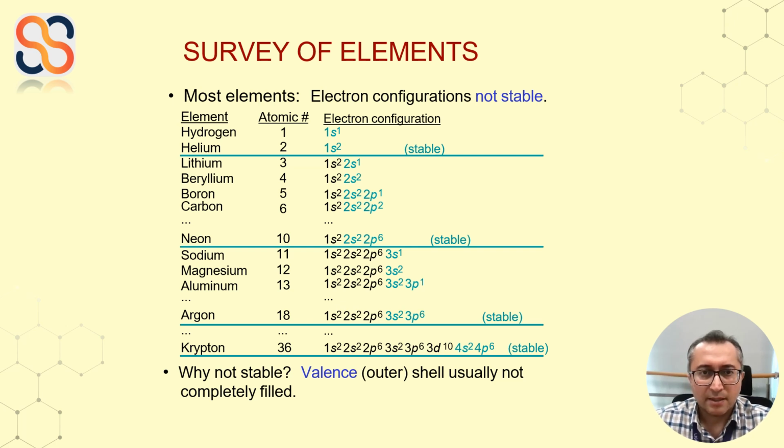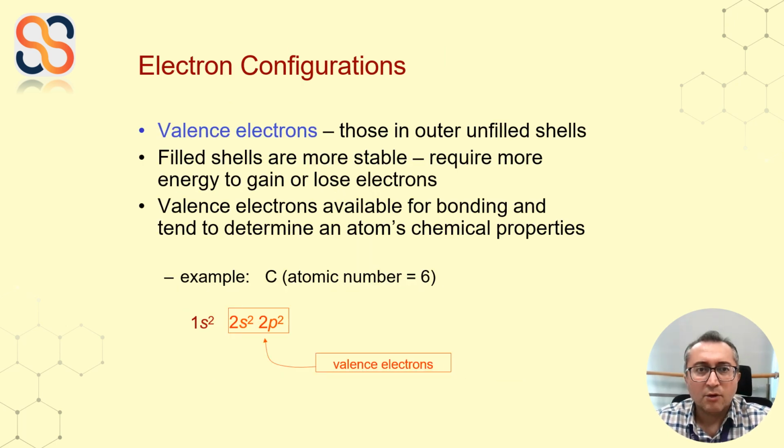To wrap it up, understanding the electron configuration of elements helps explain why some are stable and others are reactive. Stable elements like the noble gases have full outer shells, while reactive elements are always trying to fill or empty their valence shells. All right.